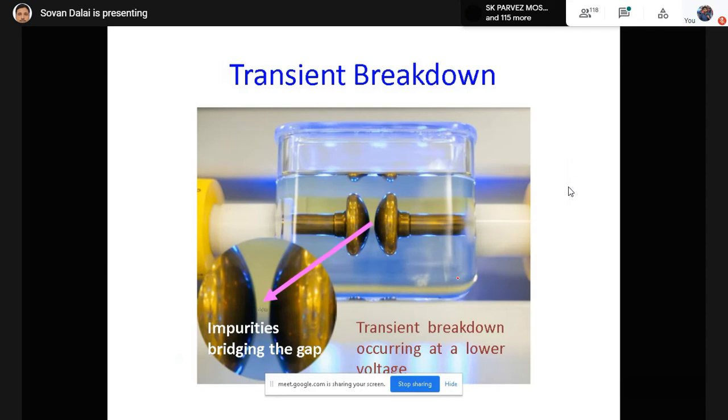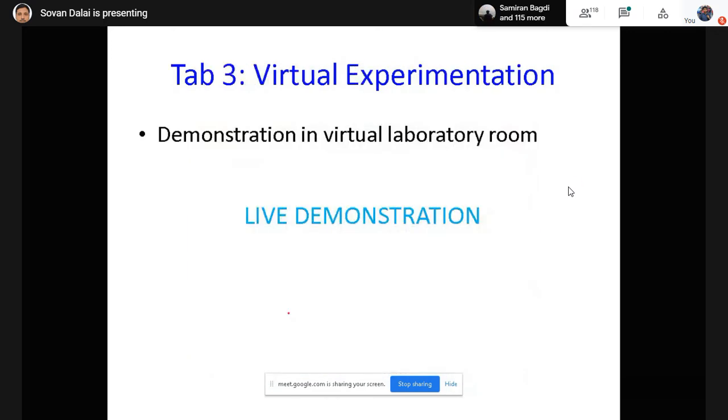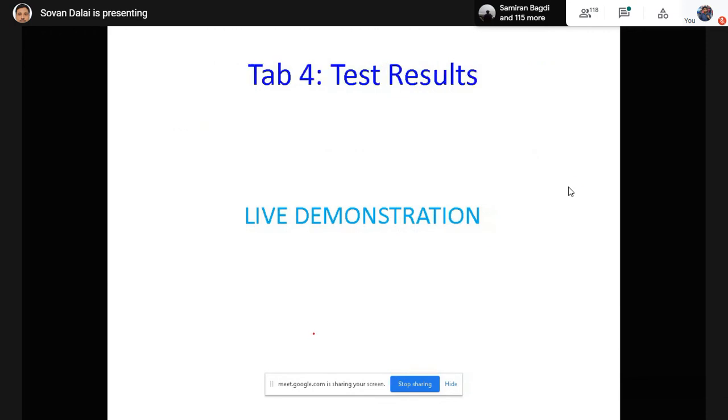Transient breakdown is of lower intensity. This is because some of the impurities are attached to the electrode, so the gap distance is reduced. Due to that reason, a transient breakdown may occur in a particular oil sample test.